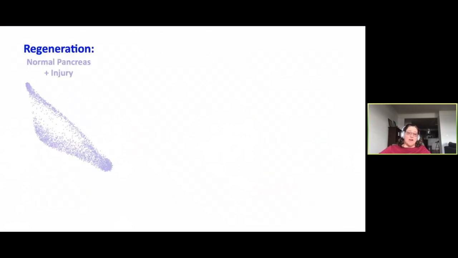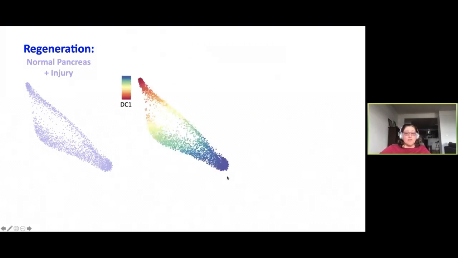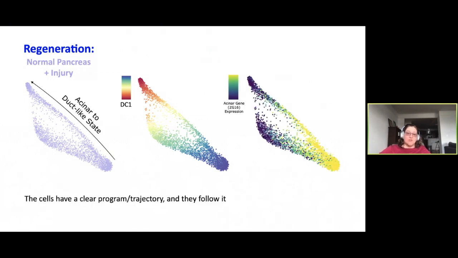First, let's map only the wild type regenerating pancreas. And here the shape was a lot simpler. Here every dot is a cell. We look at the diffusion component, that biggest component of variation, and we see that there's a clear one-dimensional progression here, a very, very simple geometry in 1 dimension of dominant progression. And this is indeed the regenerative program. Cells have a clear, straightforward, one-dimensional regeneration program trajectory, and they follow it quite nicely.